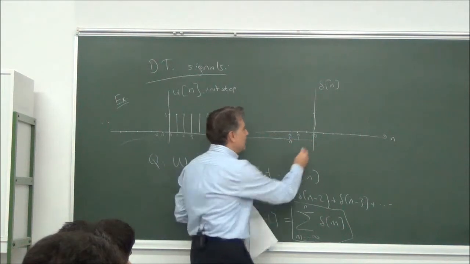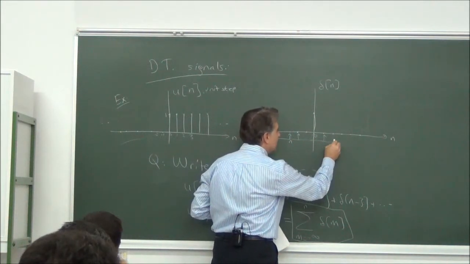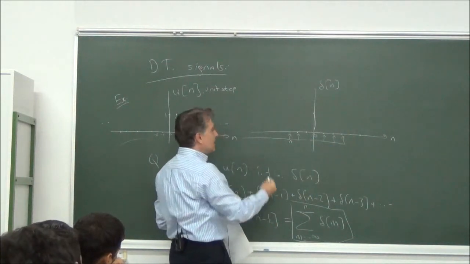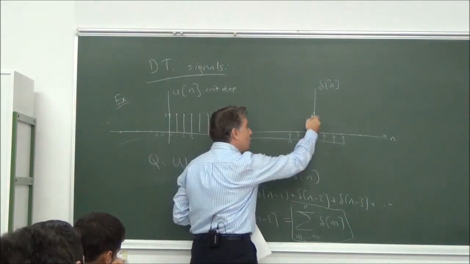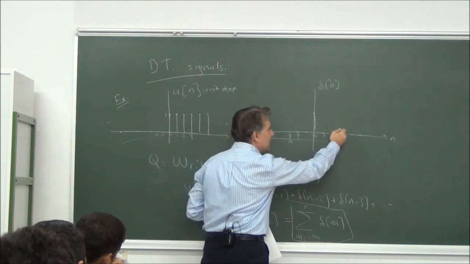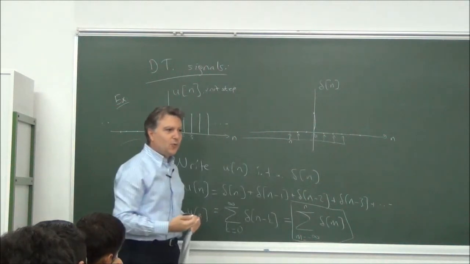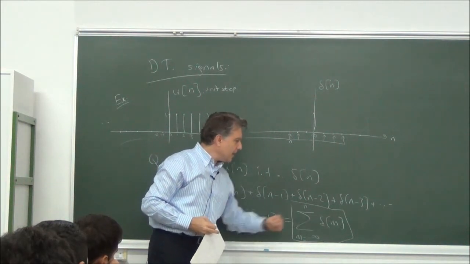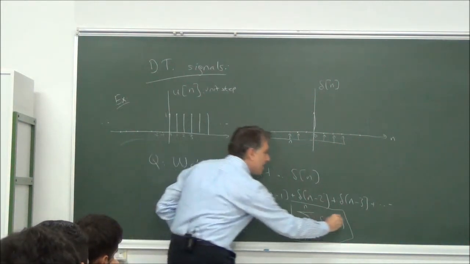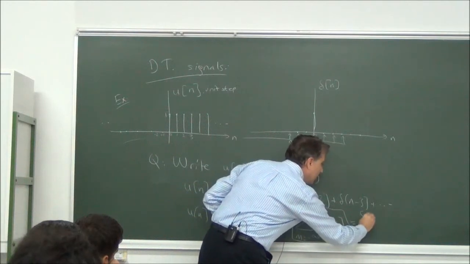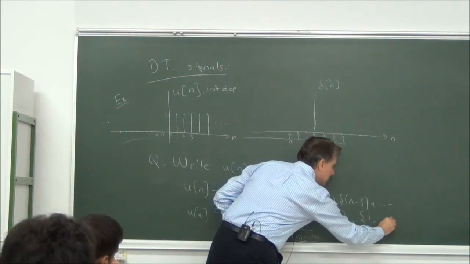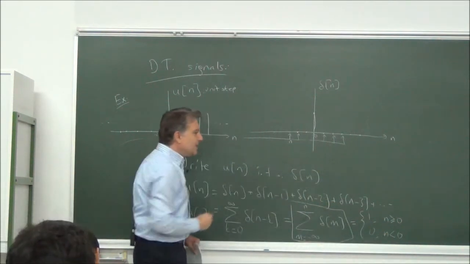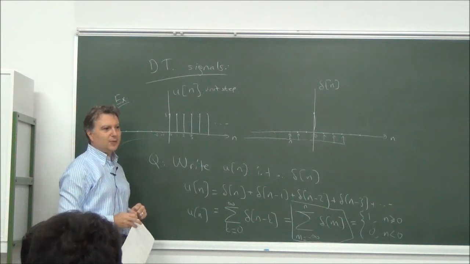And then, if you proceed further, for all the n values which are positive, the summation will be 0 plus 0 plus 0 plus 1 plus 0 plus 0 plus 0. So it will continue to be 1. That's why the sum from minus infinity to n of delta m will be 1 when n is greater than or equal to 0, and 0 when n is less than 0. And that is the very definition of u of n, the unit step.